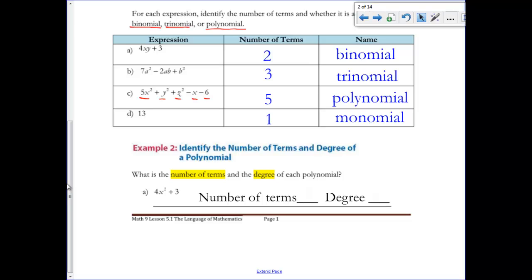All right, now we're going to look at identifying the number of terms and the degree of a polynomial. What is the number of terms and the degree of each polynomial? Well, we've already established that for the number of terms, in 4x squared plus 3, 4x squared is the first term and 3 is the second term. So the number of terms is 2. Now, to find the degree of the polynomial, we need to look at the exponents. We look and find the variable that has the highest exponent. And the degree is 2.